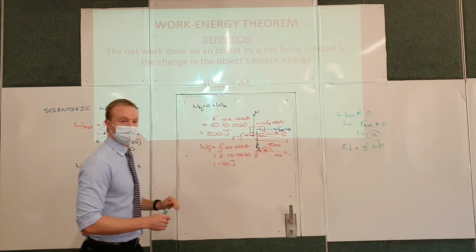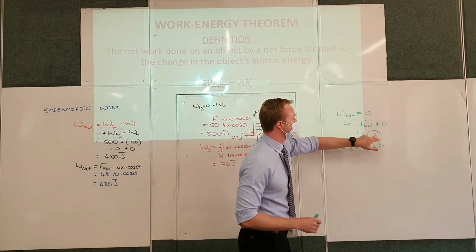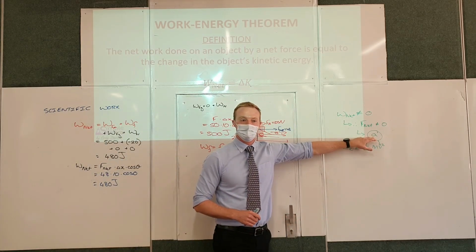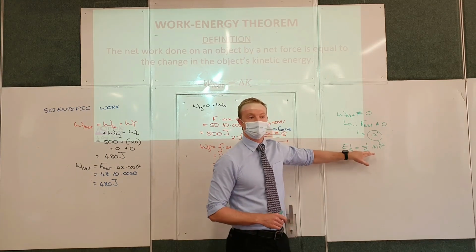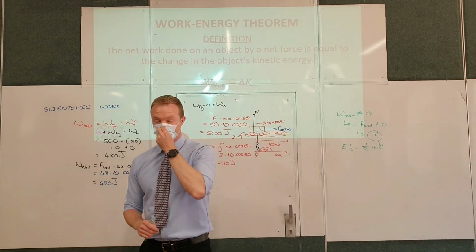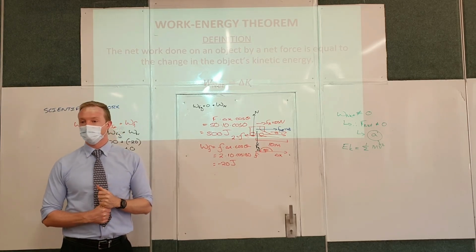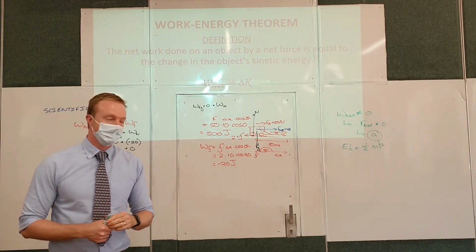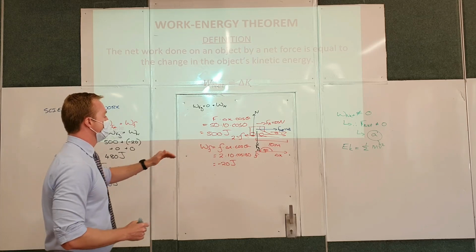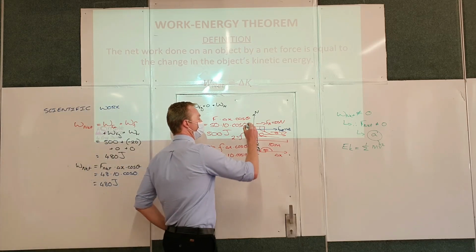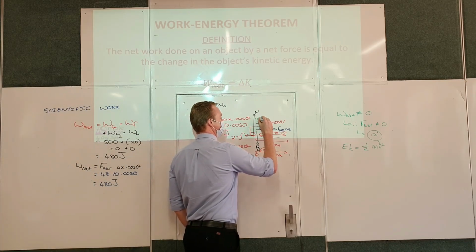Because there's a net amount of work being done on the object, that means the object is accelerating. And because that object is accelerating, that means its energy is changing. Specifically here, it's kinetic energy. And this is called the work energy theorem. So what we can do here is, for this object, if we knew the mass of this object, let's say it's 1,000 kilograms.